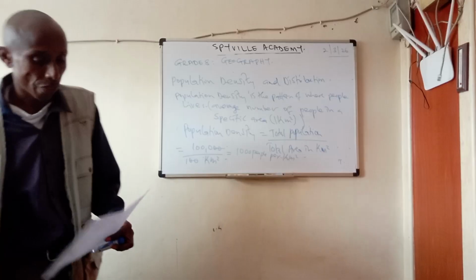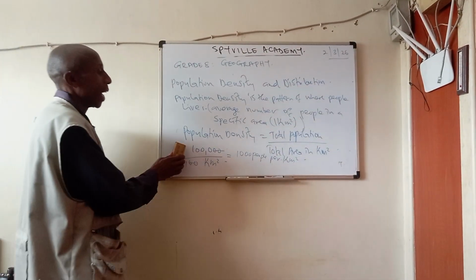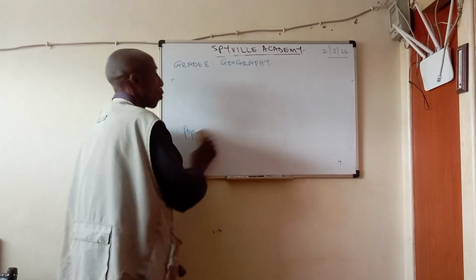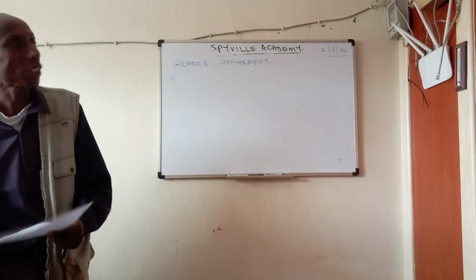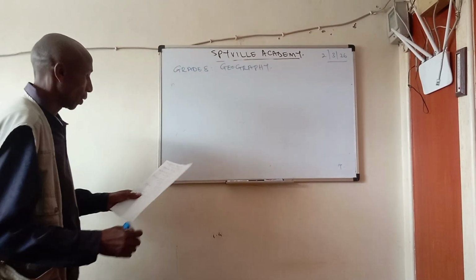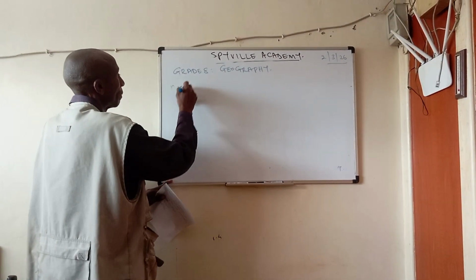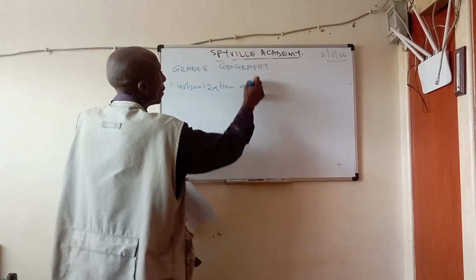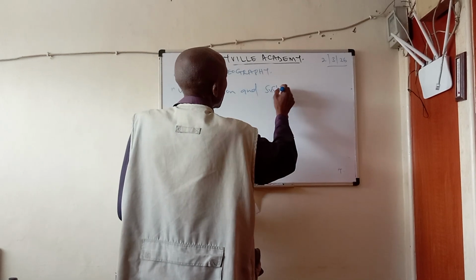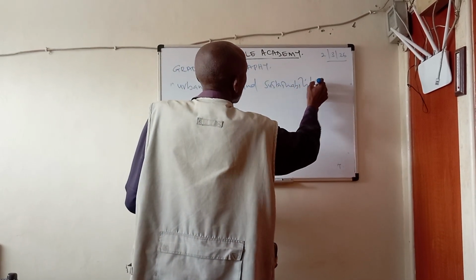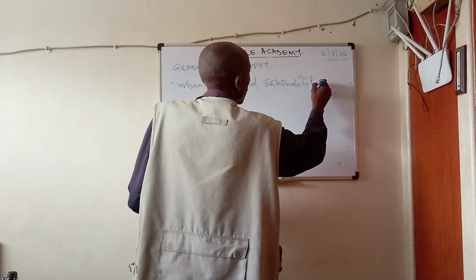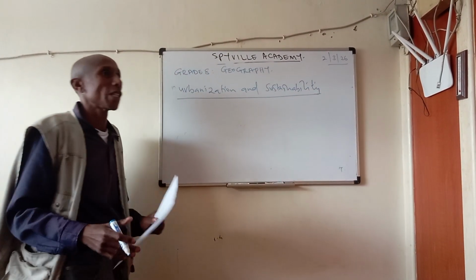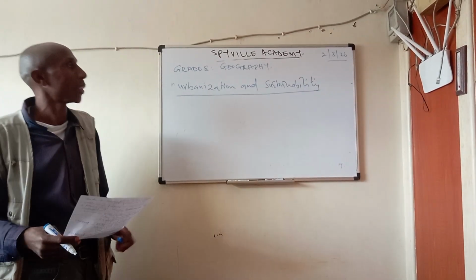Fine. Then population density and settlement influence what you call urbanization and sustainability. What is urbanization? Urbanization normally is the way towns or cities are formed.